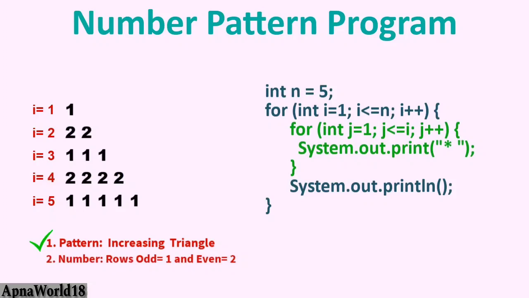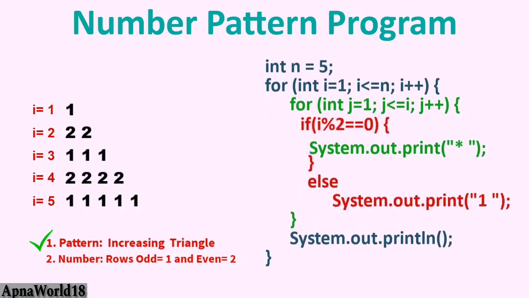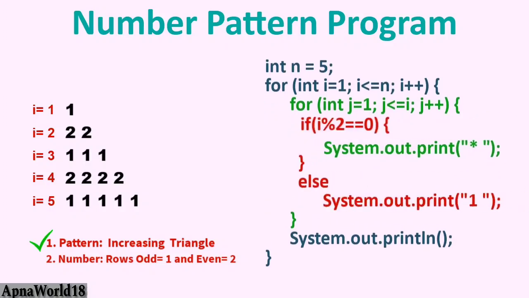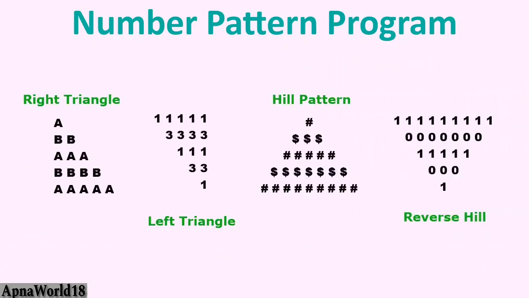So what we need to do in such scenarios is just add an if-else around the print statement. We will say if i is even, meaning i%2 equal to 0, then print 2, otherwise print 1. With just this change, you have your code ready for alternating numbers. By using the same logic and just changing the values to be printed in odd and even rows, you can pick up programs for any pattern and create any of these number patterns.